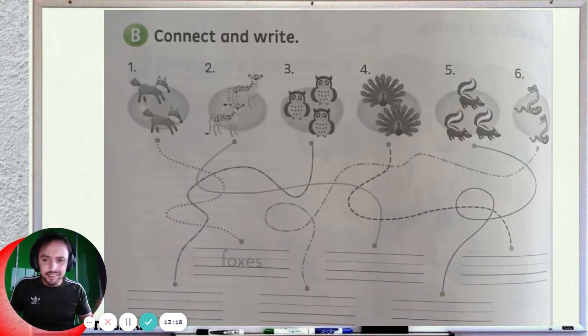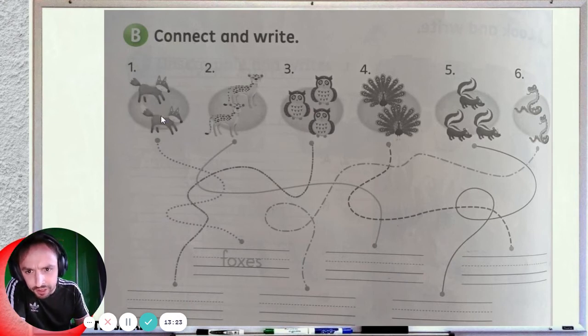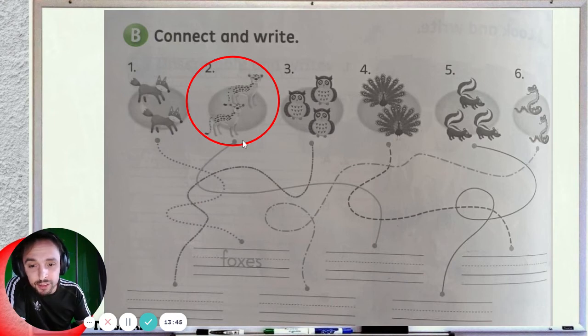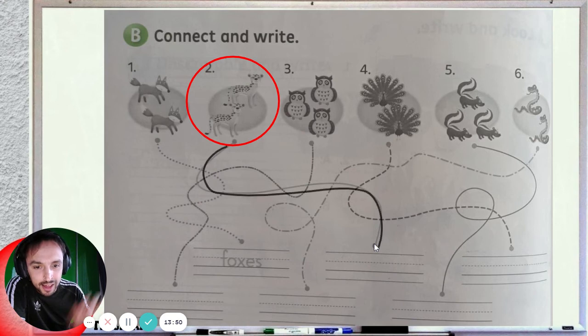Can you connect and write? Okay, so first look at the picture. So what do we have here? Foxes. So first draw a line, copy the line, and then write the word foxes. Okay, let's do number 2. Number 2 is here. What do we have here? Okay, but first, let's draw the line. Just like that.